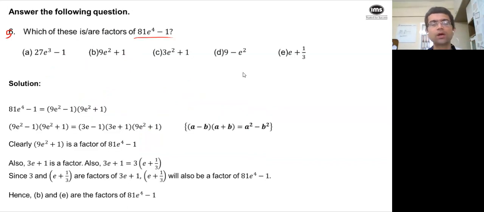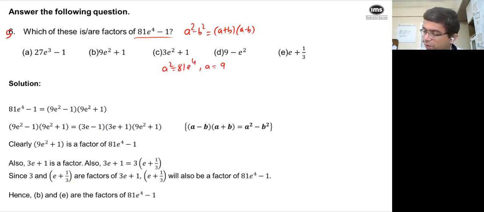Okay, great. Now, which of the factors of 81e^4 minus 1? I should be very comfortable with a square minus b square type of relation. So, I should be able to compare this with a square minus b square, which should factorize into (a plus b)(a minus b). So, a square will be equal to 81e^4 if I assume a to be 9e square, and b square will be 1 when b is equal to 1.